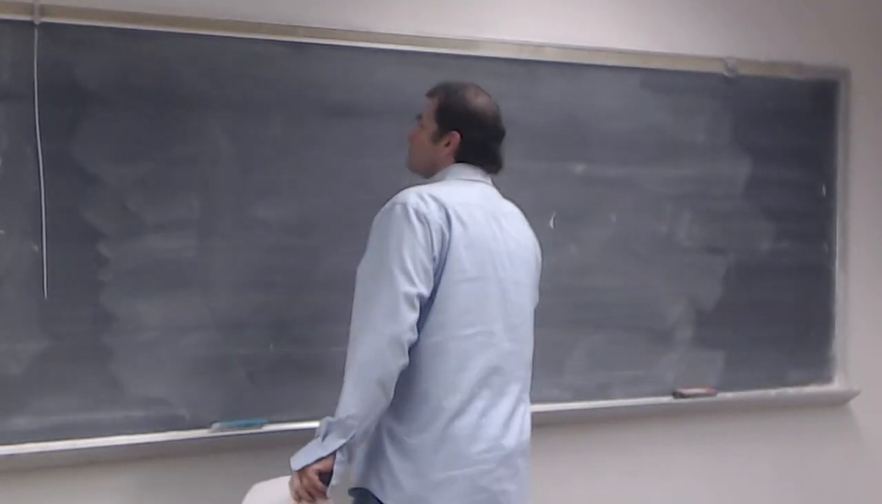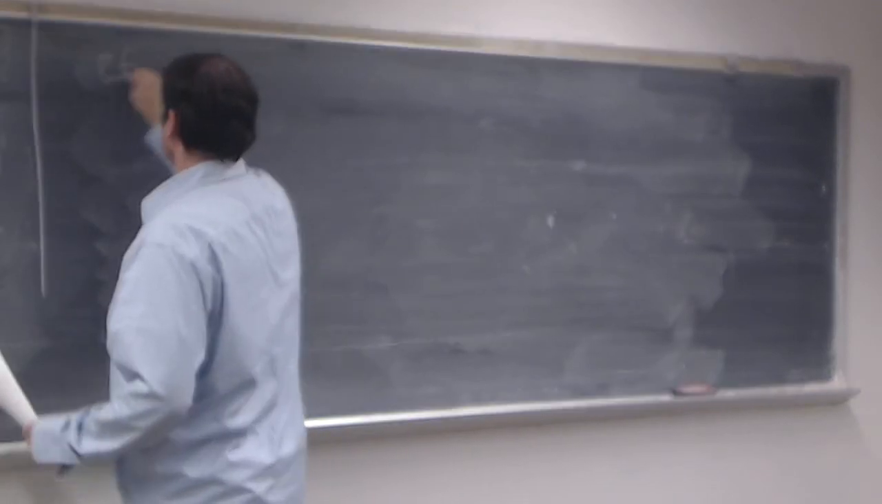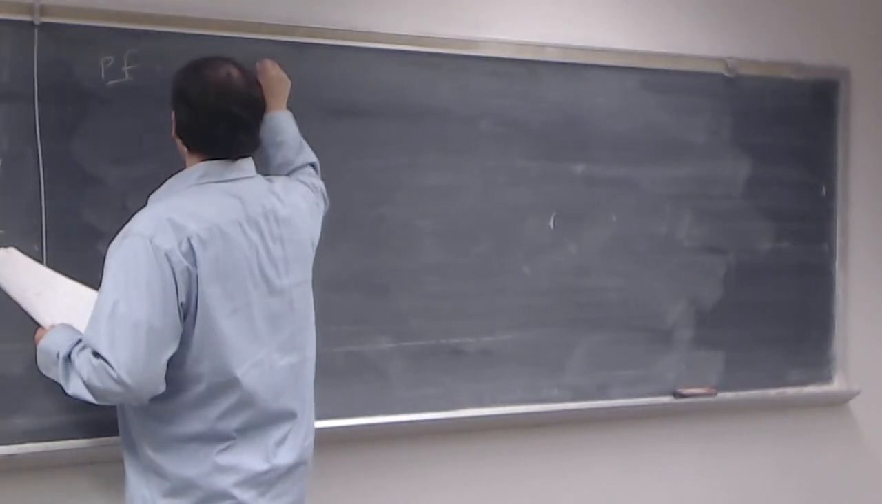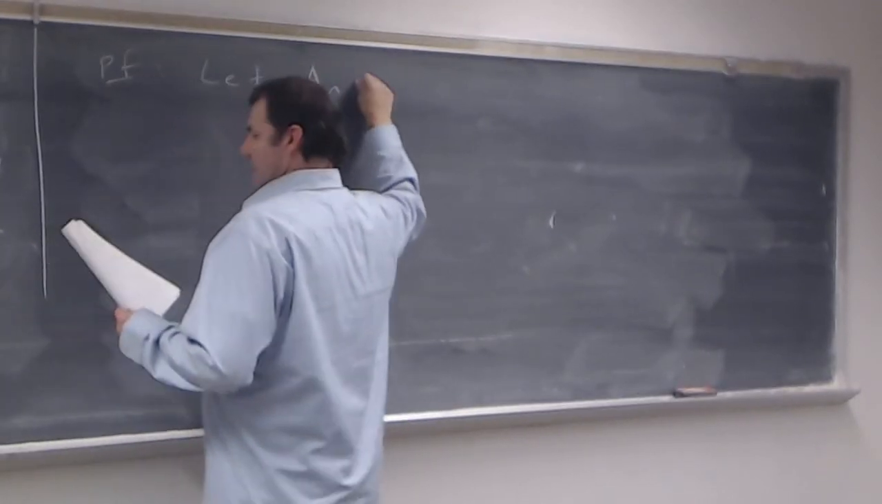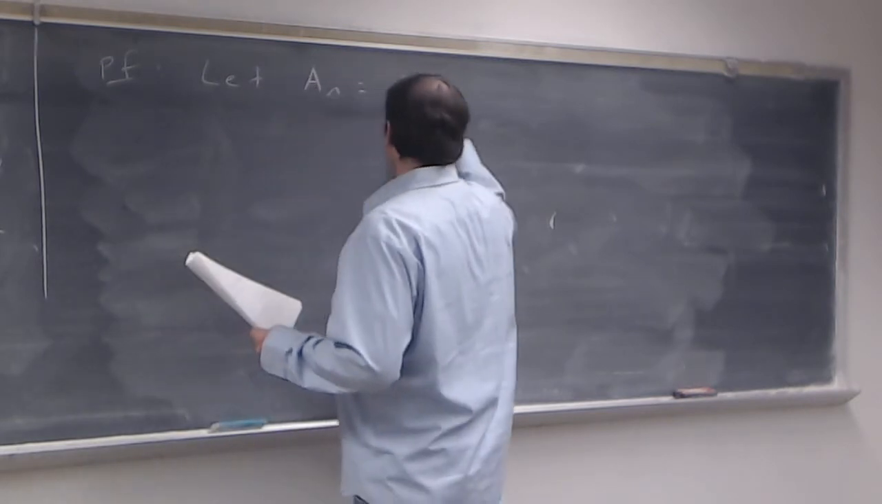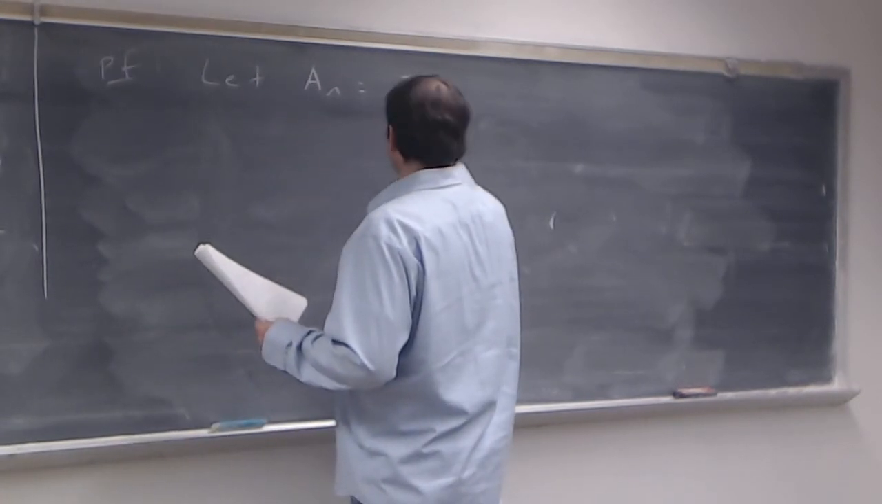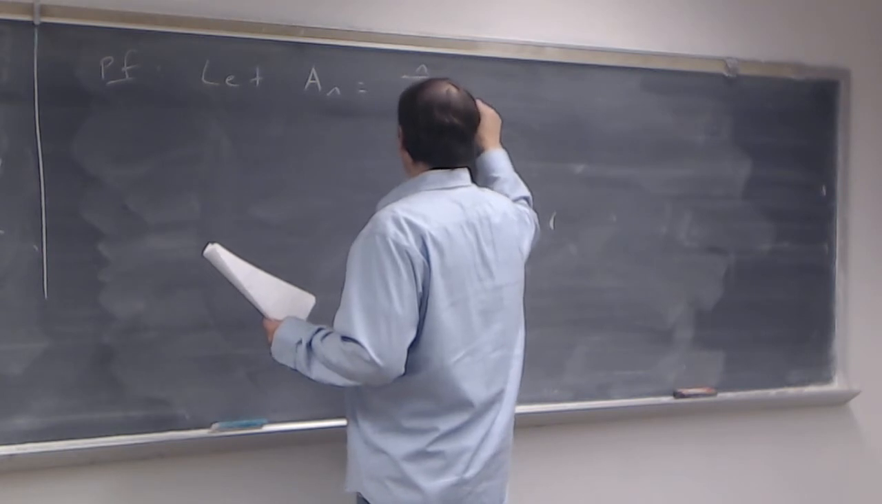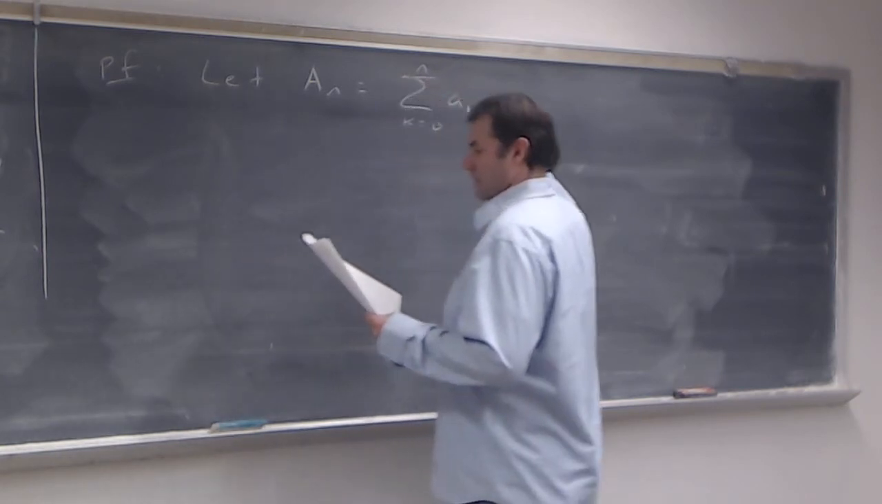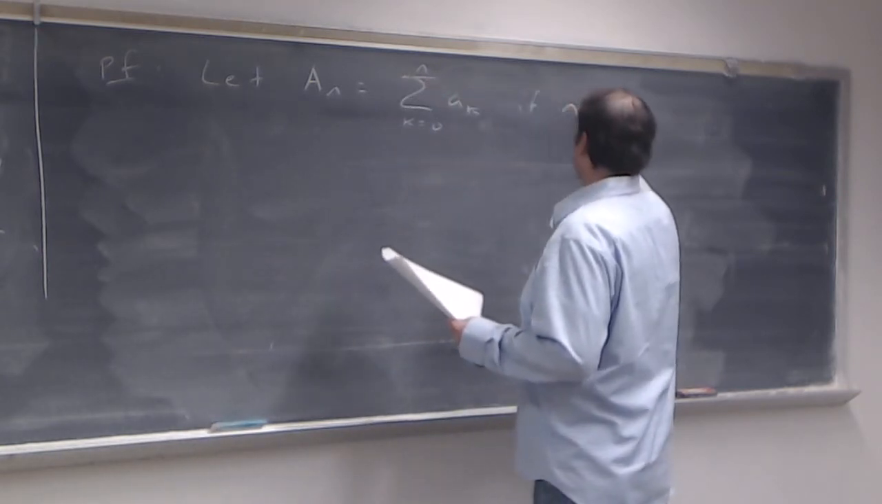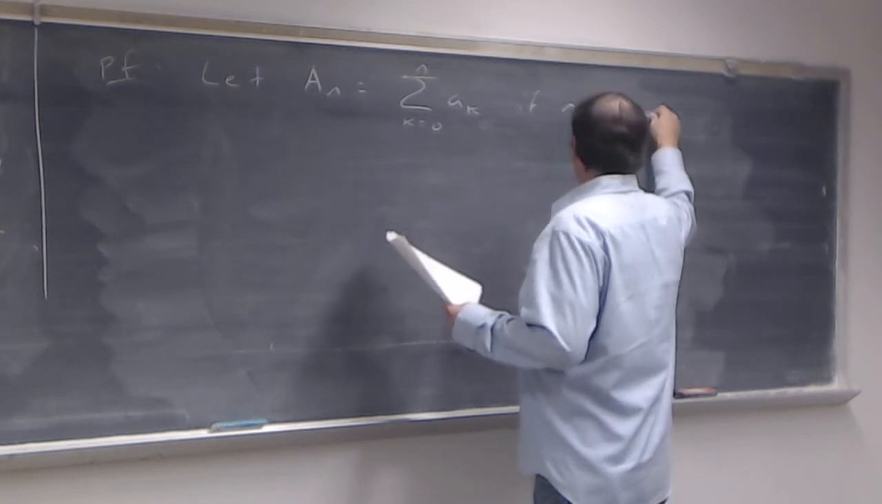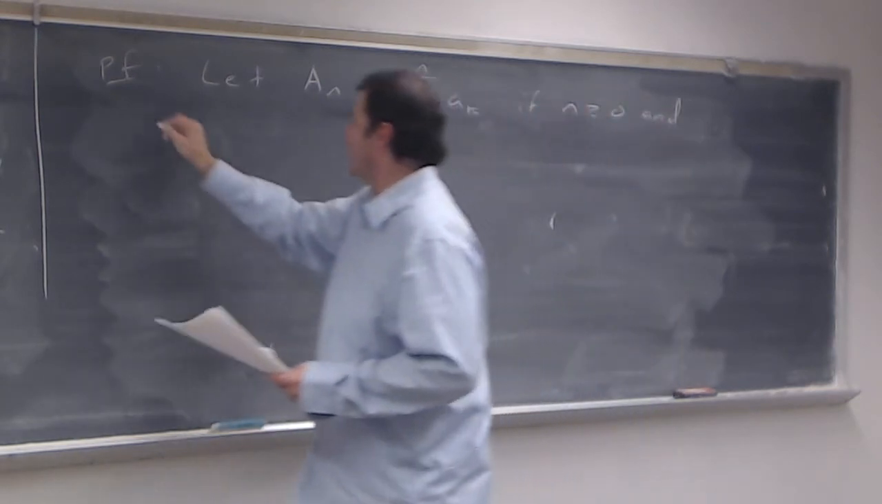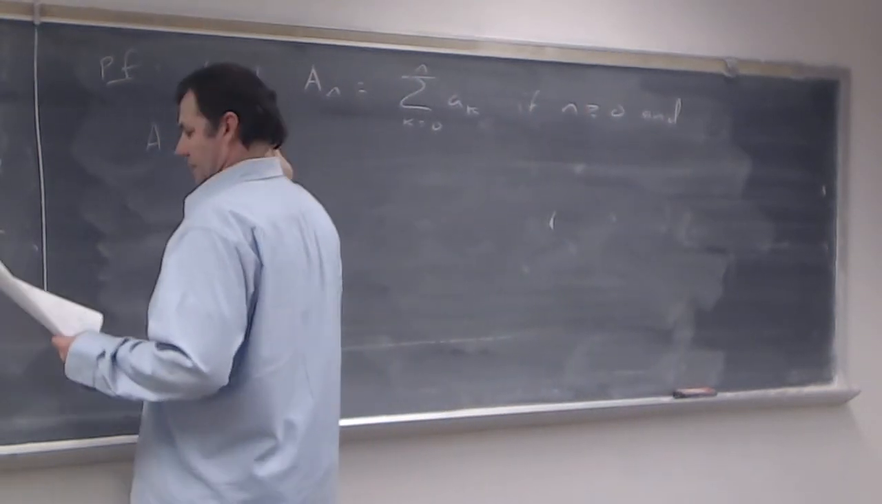But the proof's not so bad. It's notationally a little tough, but it's short at least. But here's our proof. Okay, so we're going to let big A sub n be equal to, these are partial sums, the sum as k runs from 0 to n of little a sub k, if n is greater than or equal to 0. And we're going to define big A sub minus 1 to be equal to 0.